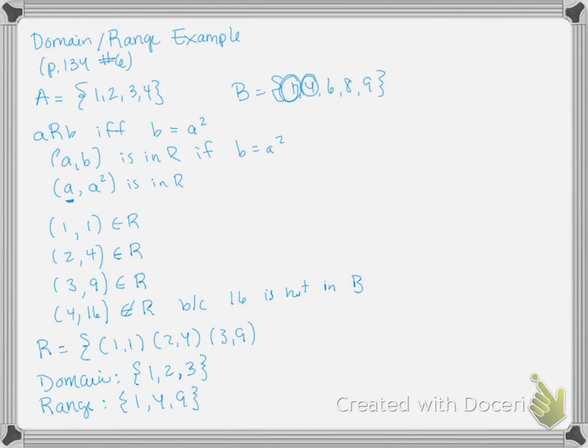So just to make sure we see, this 1, 4, 9 comes from these values, and the 1, 2, 3 come from these values. So the first piece of the ordered pair is your inputs or your domain, the second piece of the ordered pair is your range.